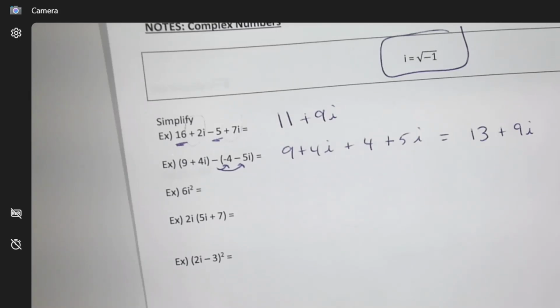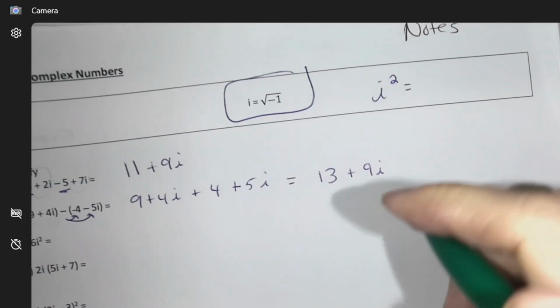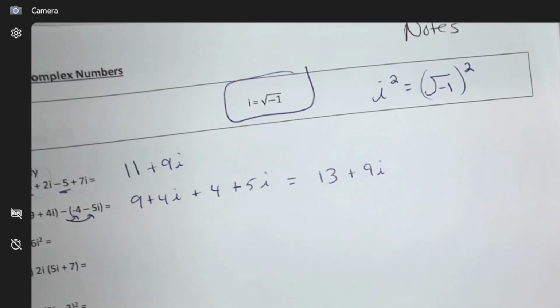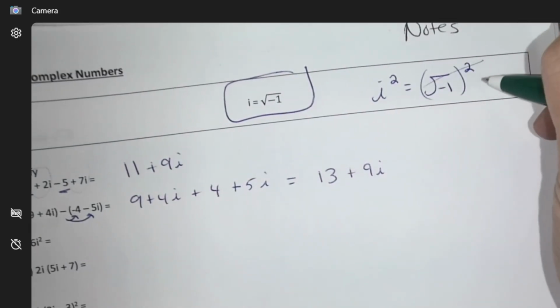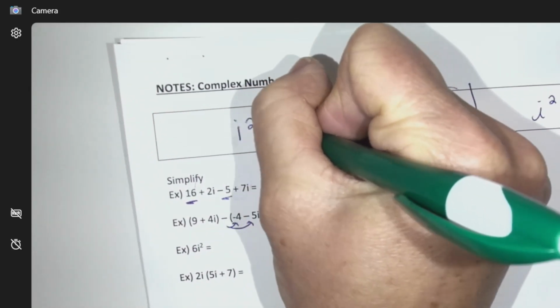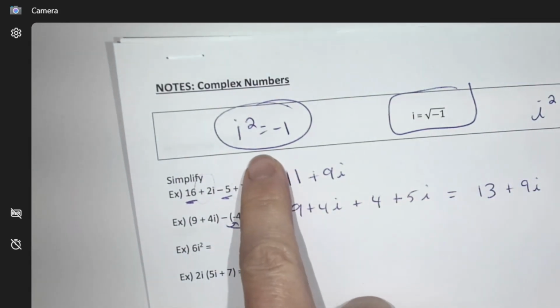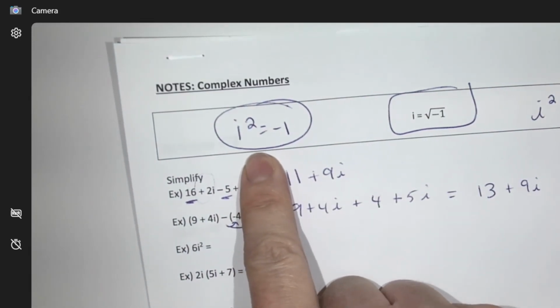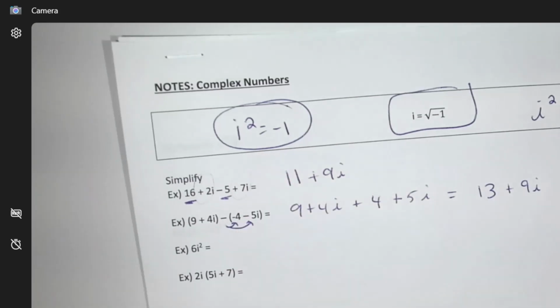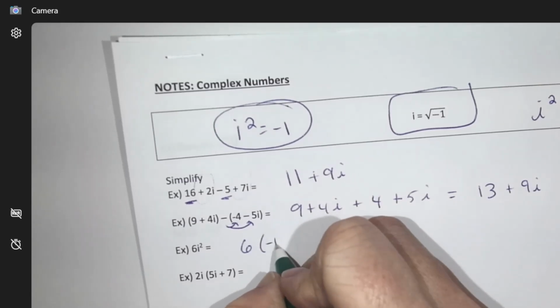Here's a question. What is i squared? Right. So if I do this squared, I get -1. Okay, so i is that, but i squared is -1. So 6 times -1.